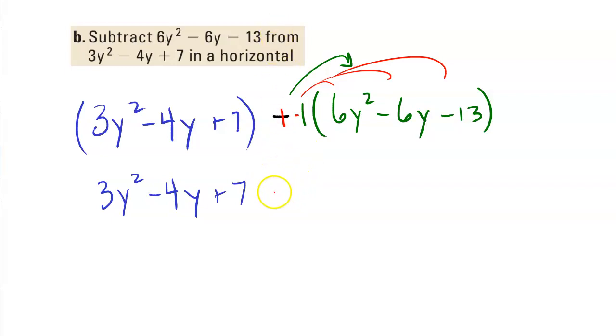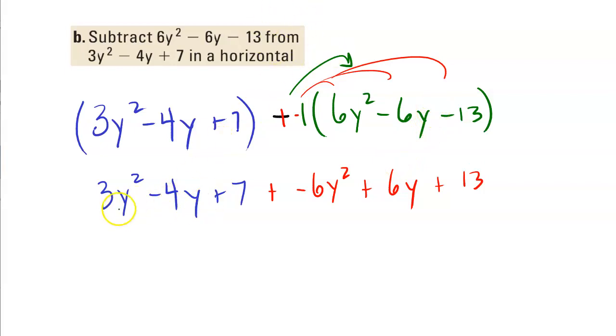So I'm going to go ahead and do that. So 6y squared becomes negative 6y squared. Negative 6y now becomes plus 6y. And then negative 13 or minus 13 becomes plus 13. So, I mean, you can do it a couple different ways. That's kind of one way to look at it, is just to distribute that negative through so that you really just have a whole bunch of terms there. You have 6 terms and you're just adding everything up.